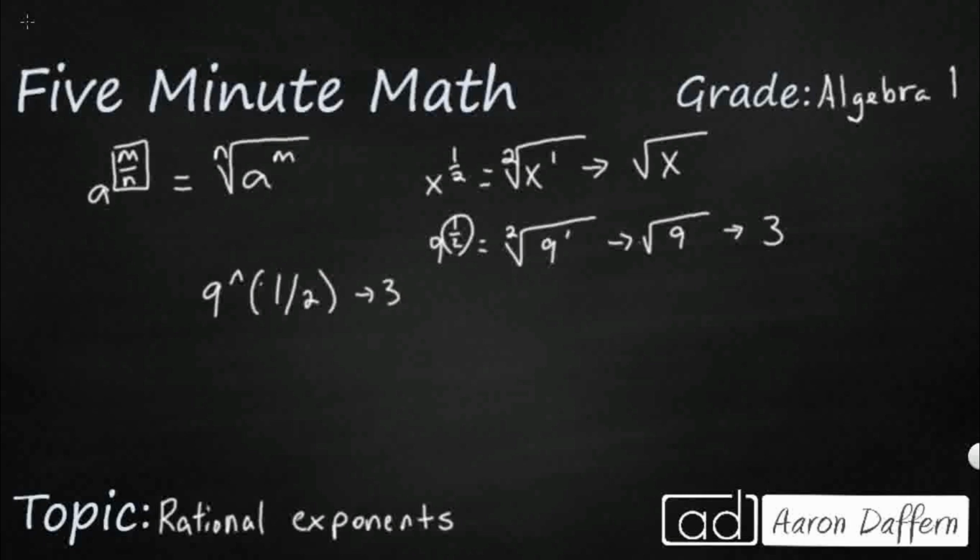Now, let's take a look at one that's a little bit more complex. We might say x to the 5/3 power, and let's say we simply want to simplify that. We would take our base, x, and take it to the 5th power, but then we wrap that inside a root. In this case, it's a cube root. Now, at this point, that's as simple as we get. That's a simplified version.